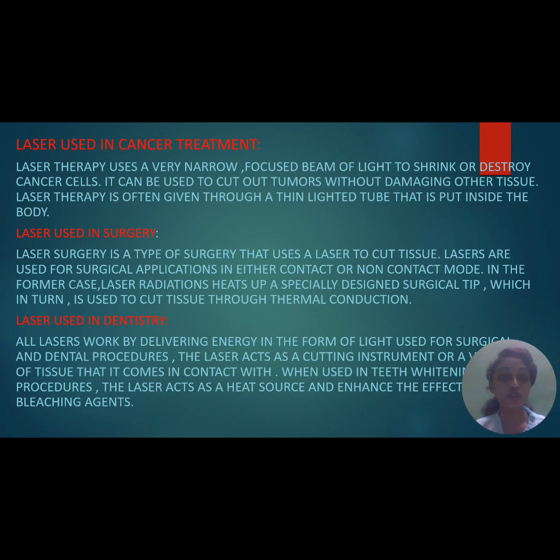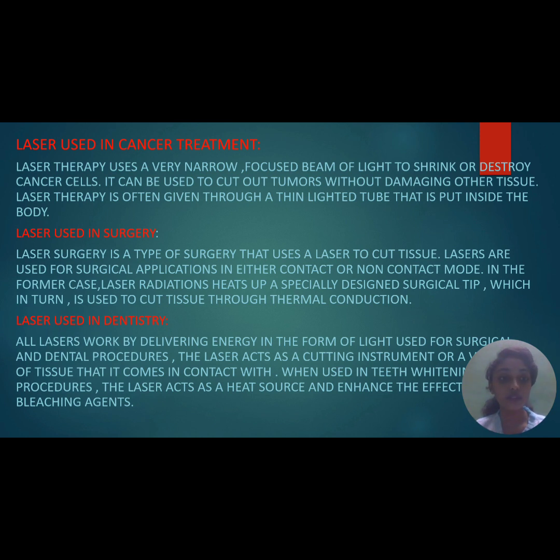Laser, which is used in cancer treatment. Laser therapy uses a very narrow focused beam of light to shrink or destroy cancer cells. It can be used to cut out tumors without damaging other tissue. Laser therapy is often given through a thin lighted tube that is put inside the body.